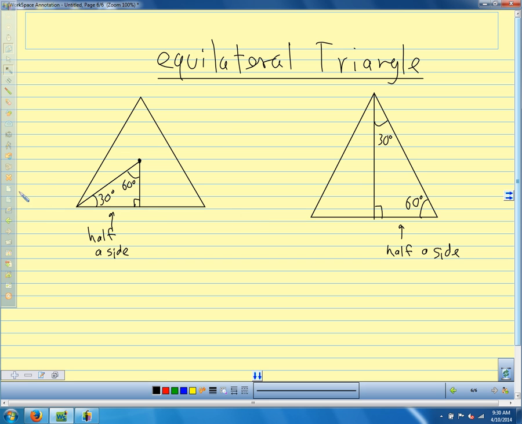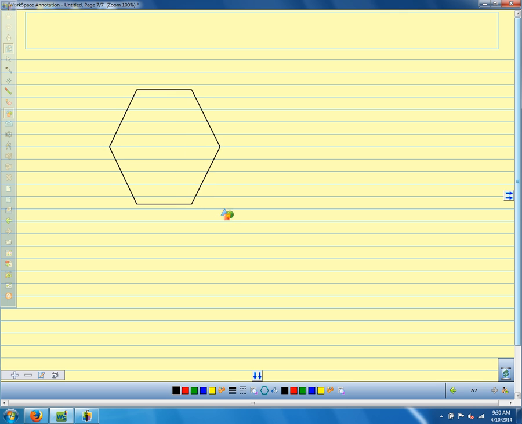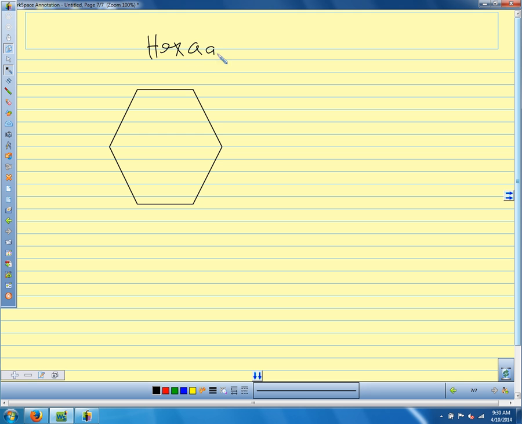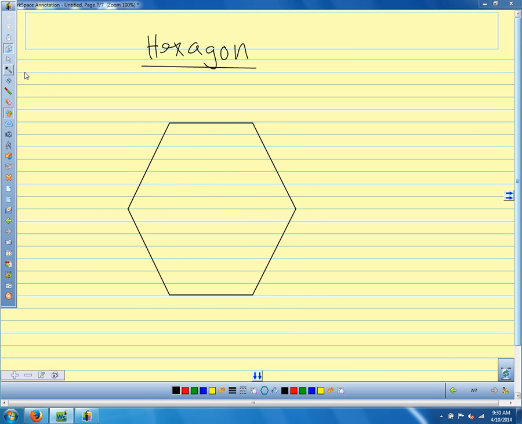All right, the last one is a hexagon. And I always say hexagons are special. Hexagons are special. And we just need one picture of a hexagon. And let me draw that. Let me draw that one a little bigger. All right, here's our center. Here's our radius.